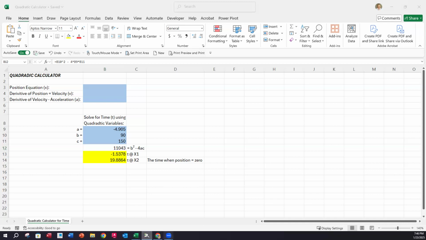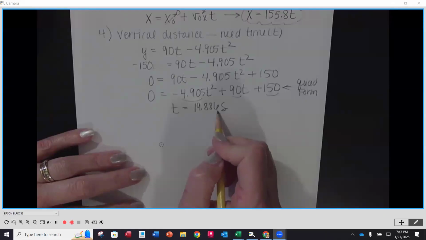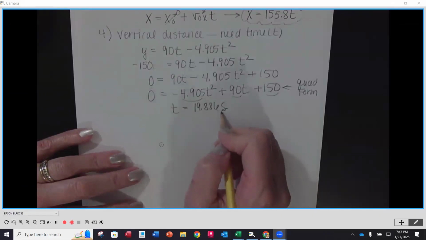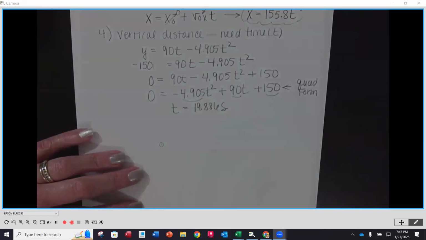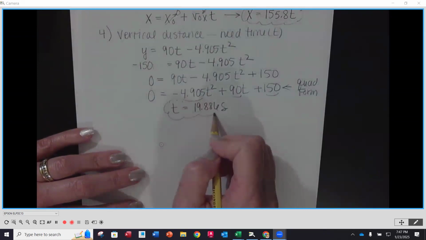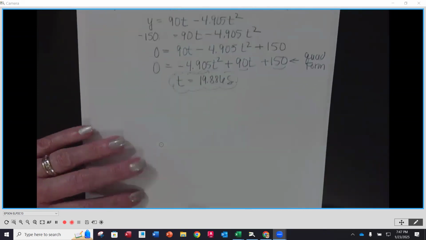Back over here. Sorry, I've got to reshare screen. Okay, so the 19.886 seconds is going to be the amount of time that it takes to go from that origin when we send off the projectile to when it actually touches the ground, when y is equal to negative 150 meters. Now that I know that time, I'm going to put my little cloud around there, because again, this is not a final answer.